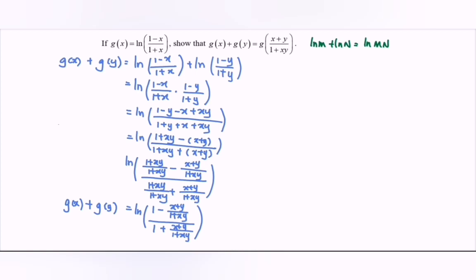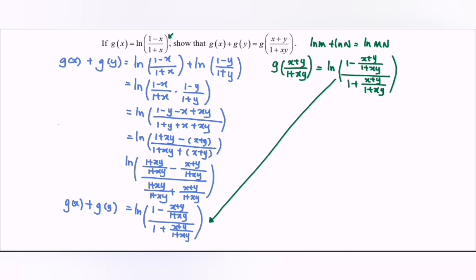Continue. Focus on the right hand side where we have g of ((x plus y) over (1 plus xy)). So meaning that what we have to do is to substitute the situation into ln of (1 minus x), where x would be (x plus y) over (1 plus xy), over (1 plus again (x plus y) over (1 plus xy)). So if we reverse this part, notice that we're having the same situation. Then we can write that g(x) plus g(y) equals g of ((x plus y) over (1 plus xy)). So we already shown the situation.